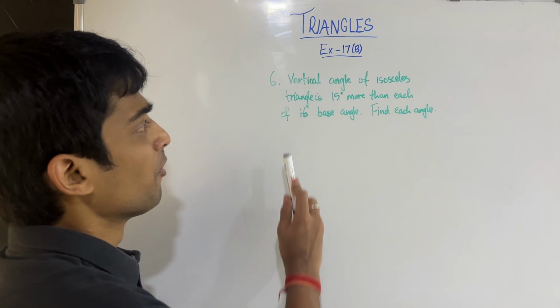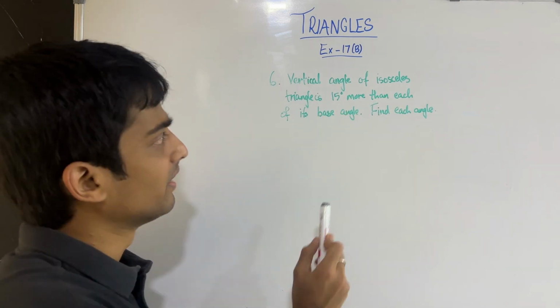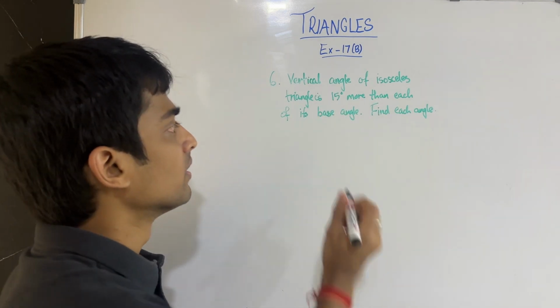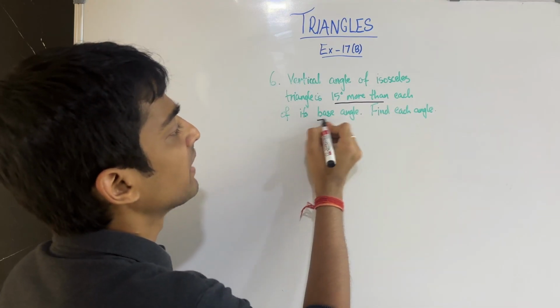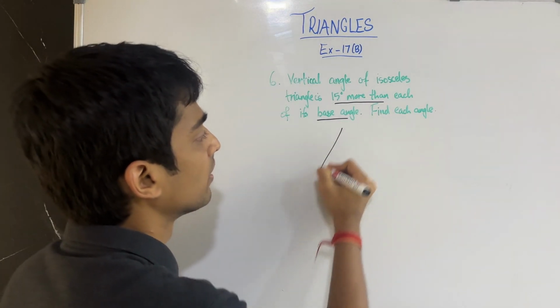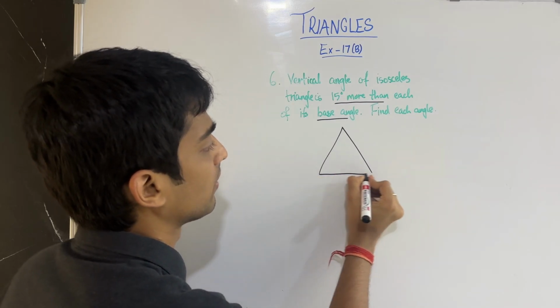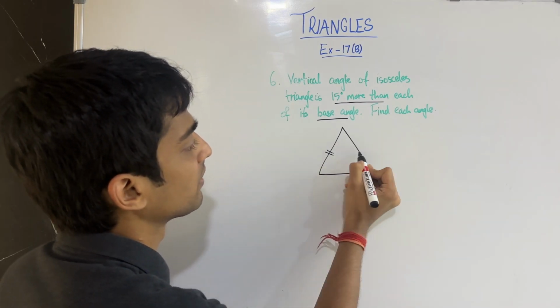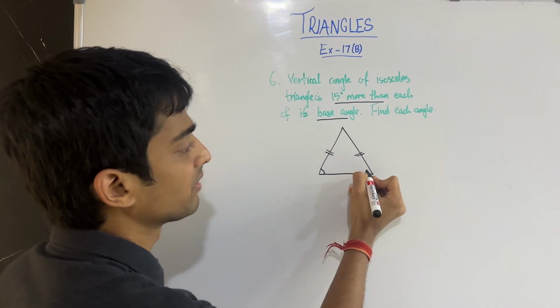Sixth question, vertical angle of isosceles triangle is 15 degrees more than each of its base angle. Find each angle of the triangle. Okay, let's draw a diagram first. This is our isosceles triangle. Let's say these two sides are equal. So these are the base angles.